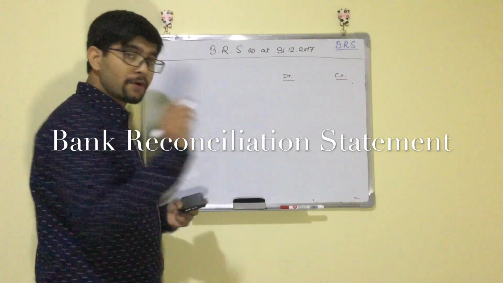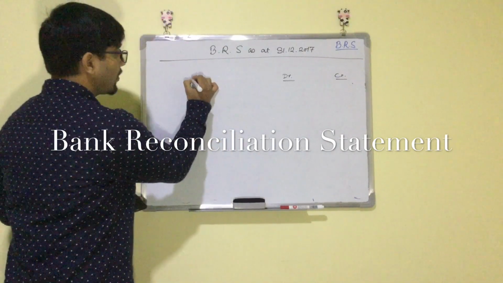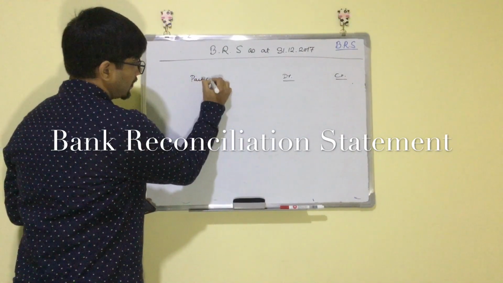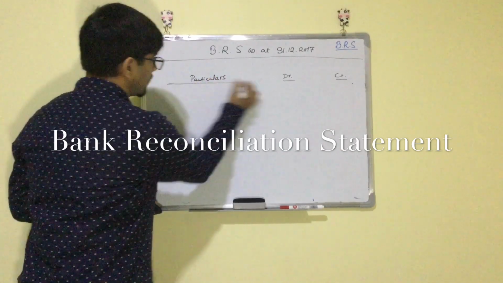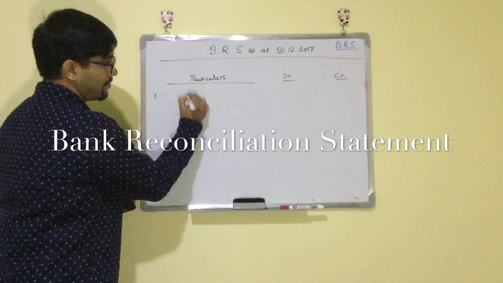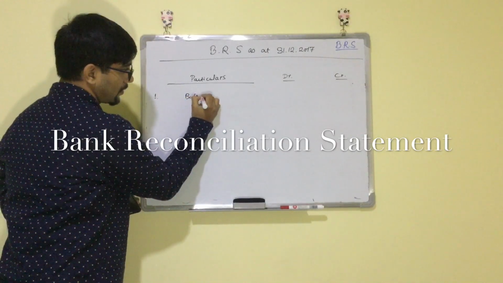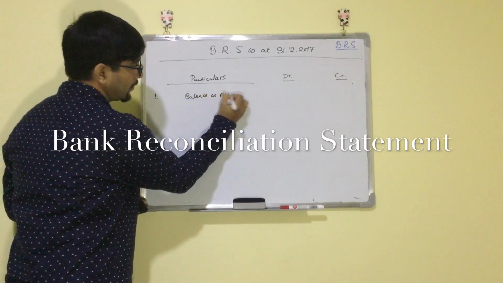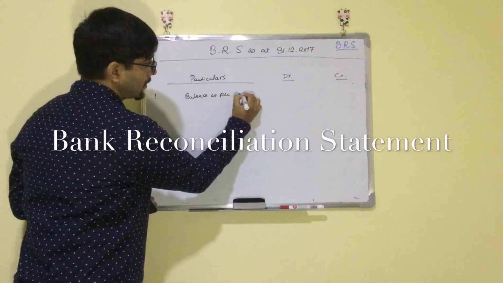So let's begin with the cash book. I'm writing particulars here. Particulars. Number one, balance as per cash book.